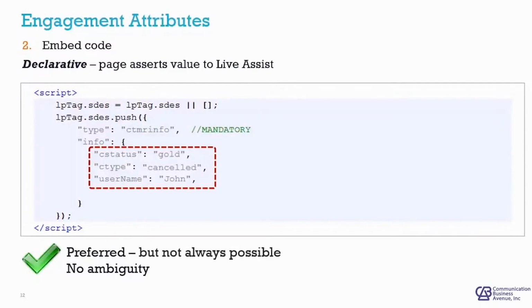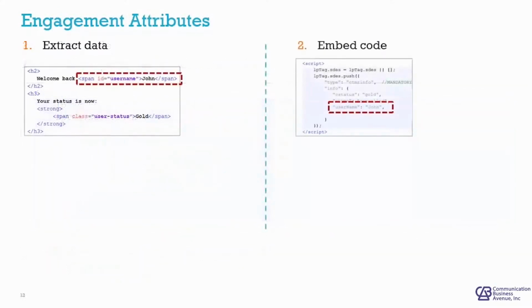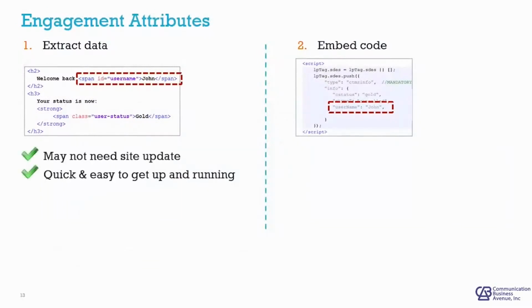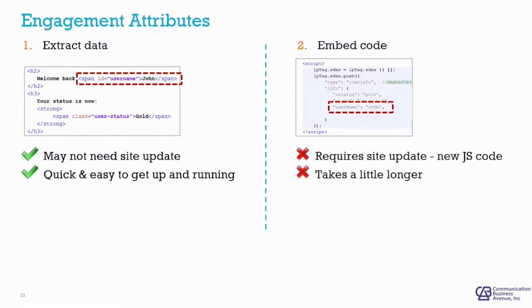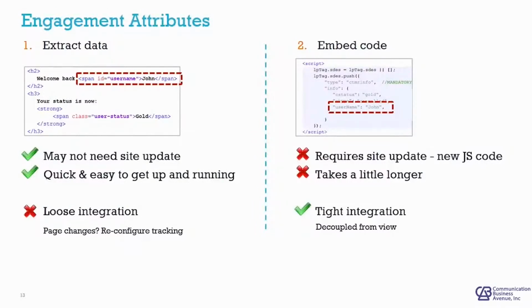But we realize it's not always possible, as it requires a change to the site to add this tighter level of integration. So, which method should you choose? Well, it's up to you. You can extract the data probably without an update to the site, so it's quick and easy to set up. Embedding code will certainly require a site update, so it takes a little longer to do. However, extracting the data by trawling through the page is a looser integration and may mean that if your web page changes, you'll need to reconfigure tracking, something you won't have to do if you've embedded code into the page.